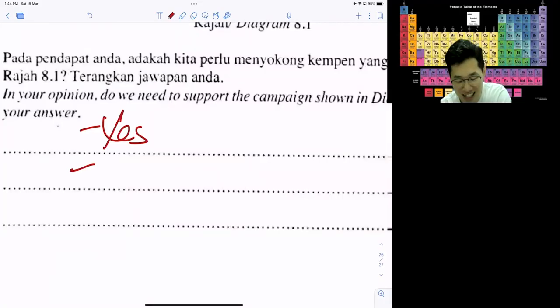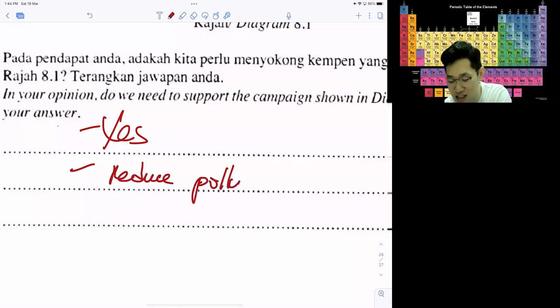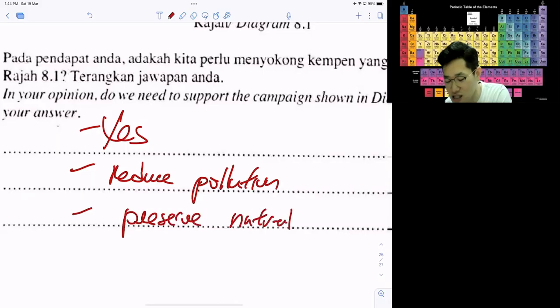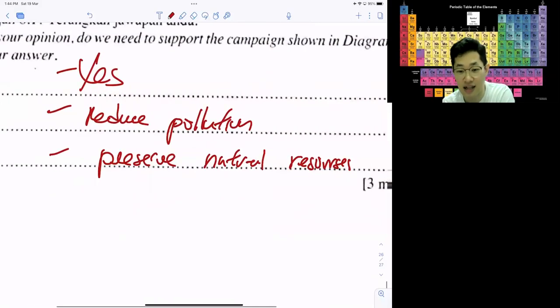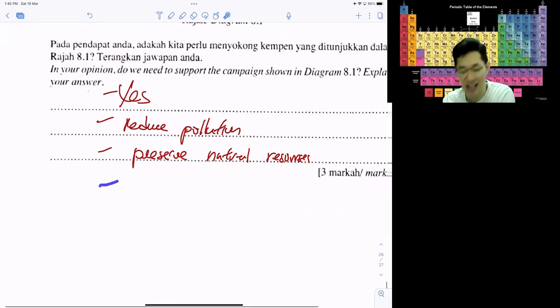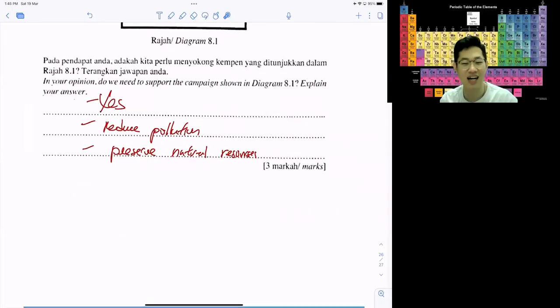Environment. Okay. You can say reduce pollution. You can preserve natural resources. And then sustain the environment means you preserve the natural resources. Make sure you all can survive like that. Good, you all are very good. You all can do English essay, then you all can do this one.